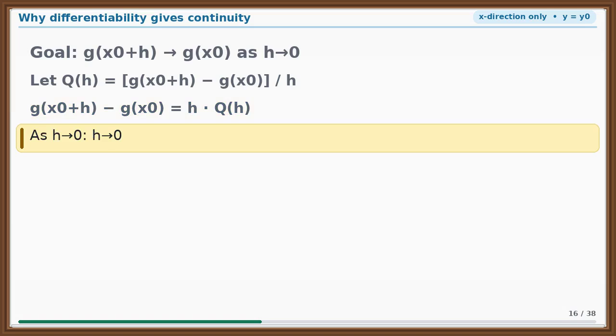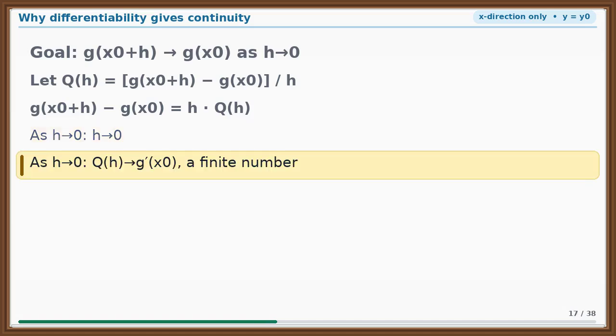The first factor is h itself, so it approaches 0. This is the shrinking distance between x0 plus h and x0. The second factor approaches g' of x0, which is finite. It does not blow up. Intuitively, the local rate of change settles down while the step size shrinks to 0.